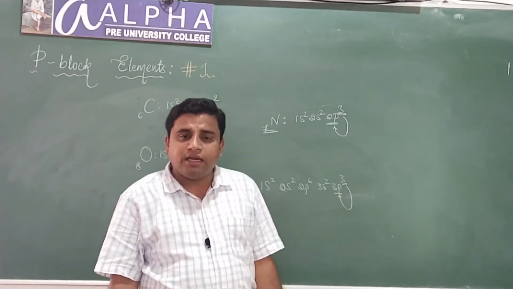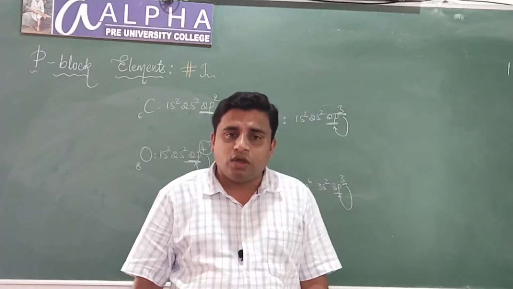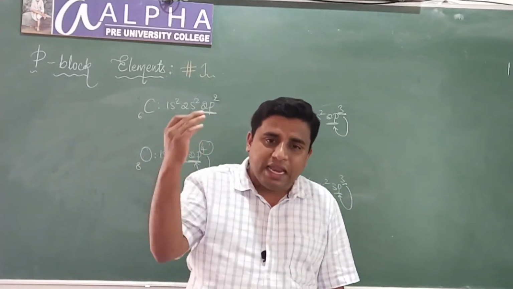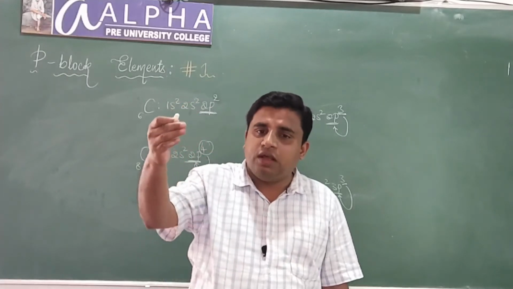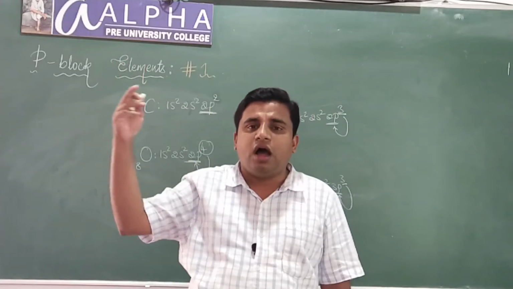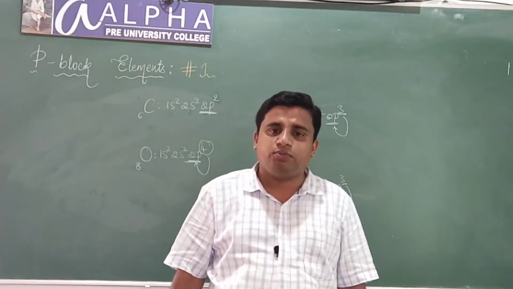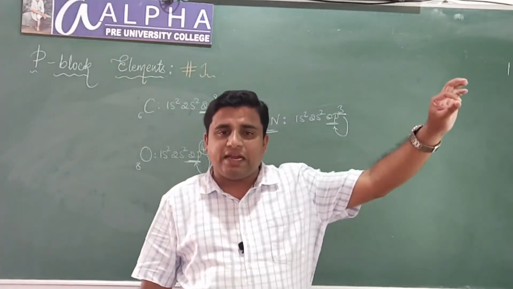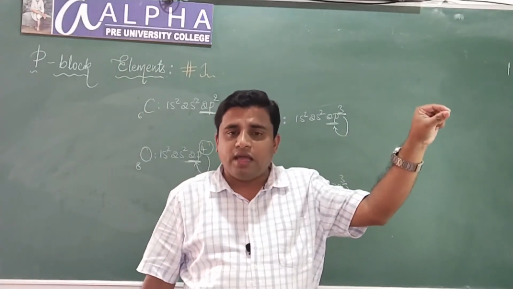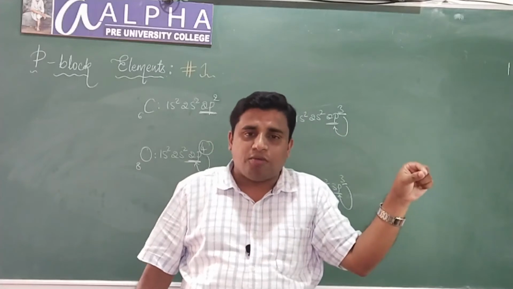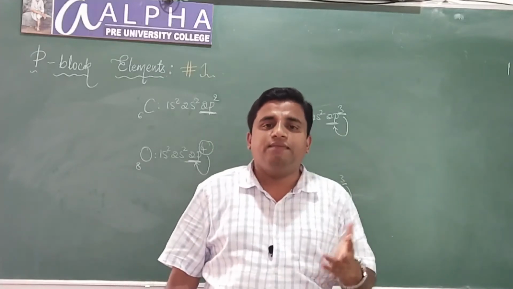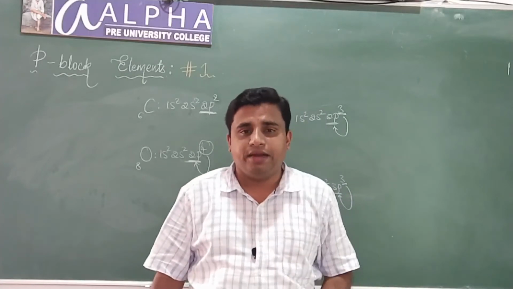So my conclusion is that the elements in which the valence electron enters the valence p orbital are called P block elements. Do you agree with my point? If the valence electron, that means the last electron, enters the last p orbital, they are called P block elements. Am I correct?